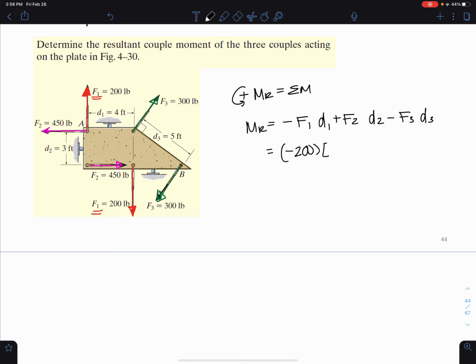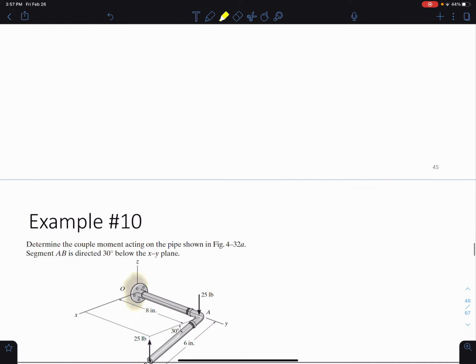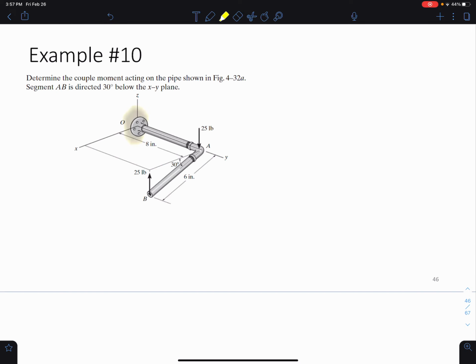everything. It acts at a moment arm it's giving to us of 4 feet. And then I'm going to add the 450 times a moment arm of 3 feet. And then I'm going to subtract the 300 times a moment arm of 5 feet. And I get an answer of negative 950 pound-feet, which just means 950 pound-feet clockwise. Very straightforward. Okay. Let's go ahead and try another example here.